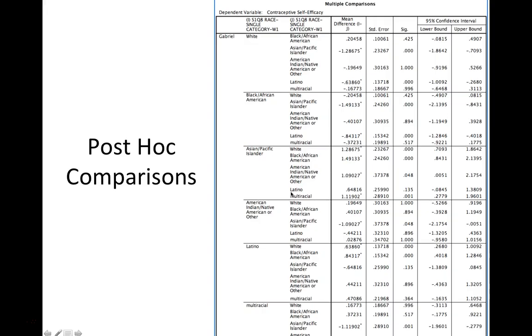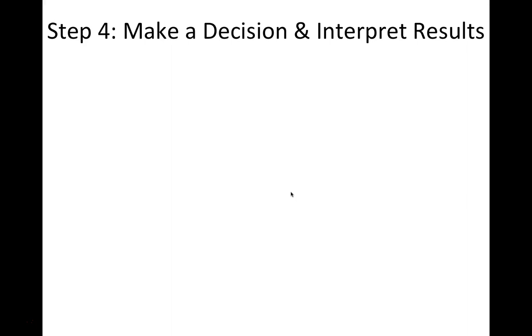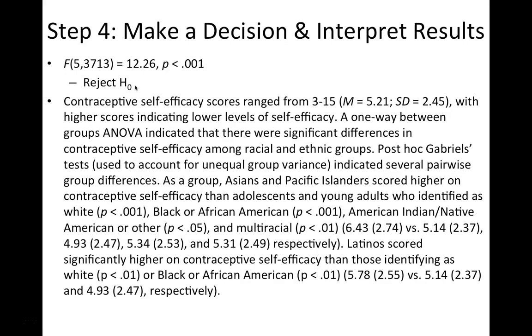And so when we report this and make our decision and interpret our results, again, we report our F here and our degrees of freedom. These are our two different degrees of freedom here. Our F value, our P value. We know obviously that we're rejecting our null hypothesis in this situation because P is less than 0.05.